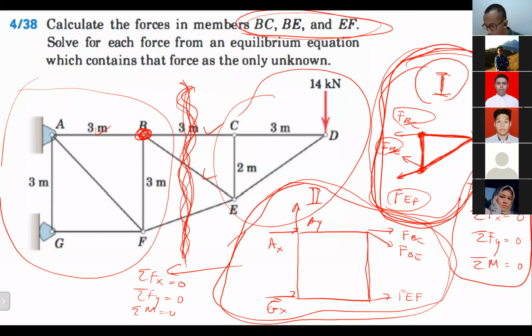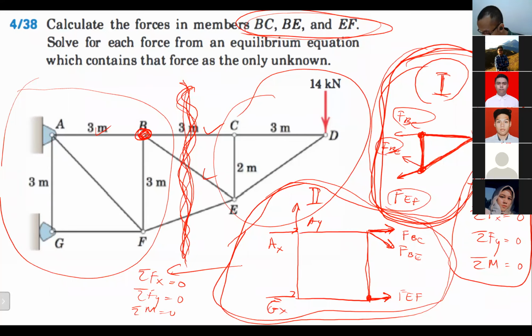When we take a look at the second free body diagram, the left free body diagram, we have the same forces, right? FBC, FBE, and FEF. If you look at the direction there, maybe some of you will be a bit confused. Why is it going that way? Why is it going the opposite of the first free body diagram? It's mainly because it's under tension. When it's under tension, it's not going right or left, but it's always going further away from the joint.